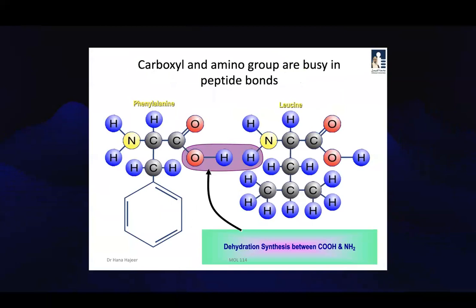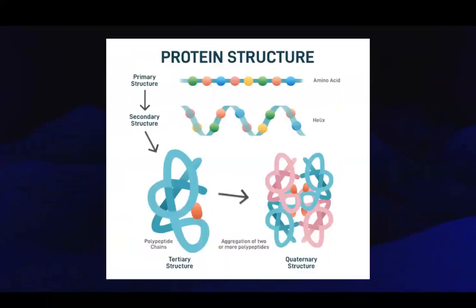Again, another example, phenylalanine and leucine, same thing. I take the carboxyl group of phenylalanine and the amide group of leucine, remove a molecule of water and join them together to form a peptide bond. And this is, at its simplest form, how we join two amino acids together.